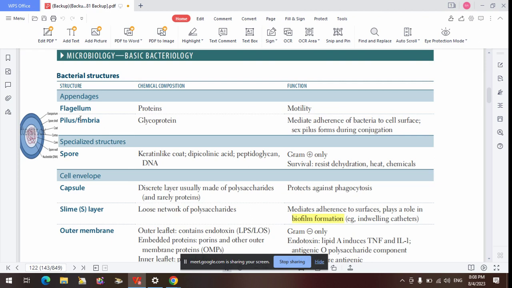The other appendages that we have are the pili and the fimbriae. Both of them are classified together because they consist of the same chemical composition. They both contain glycoprotein, not like flagellum that is strictly protein. That is, in addition to the protein component, they have carbohydrate attached to it, glycoprotein. What's the function of this appendage?